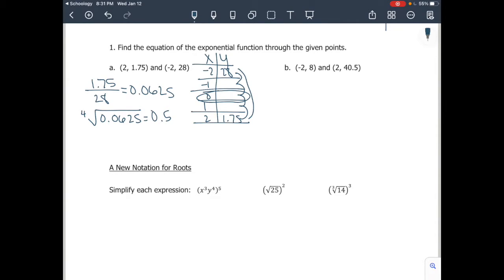So then I'm taking 28 and multiplying by 0.5 until I get to the 0th term. So 28 times 0.5 to get the next one, which is 14. And then 14 times 0.5 is going to give me 7. So my equation is y equals 7 times 0.5 to the x power. And the next one, we're going to do the same stuff here. And we actually have the same locations of our numbers at -2 and 2.